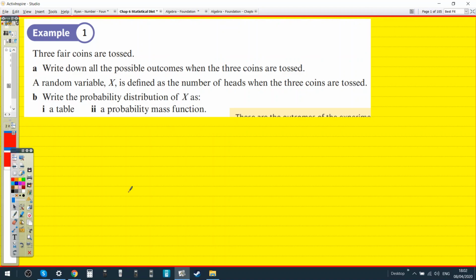Do you just write like HHH and then HHT and like that? Yeah, let me see. Three fair coins are tossed. All the possible outcomes, yep. And then how about question B?